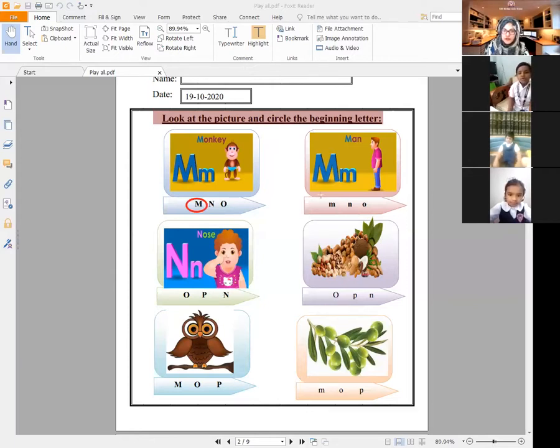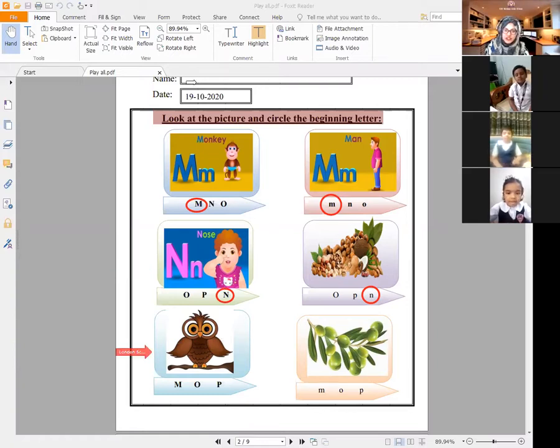Okay, so we know that M for man. Okay, we see that a small letter M. We see that here a small letter M. So this is M for man, right? Okay, so next, our next N, okay, this is N. So N for? N for nose. N for nose. Okay, and N for? N for nut. Okay, this is nut. So we give the circle above this N. N for nut. Yes. Okay, so next our last picture.